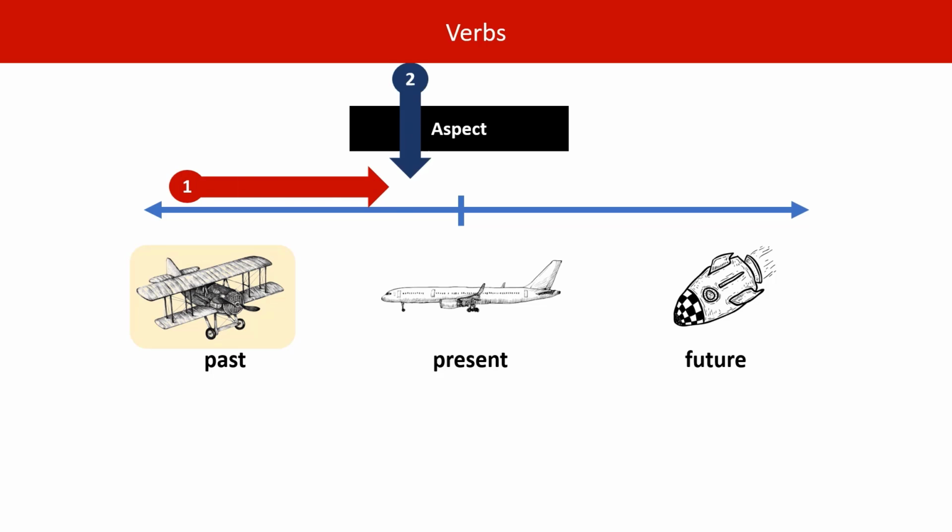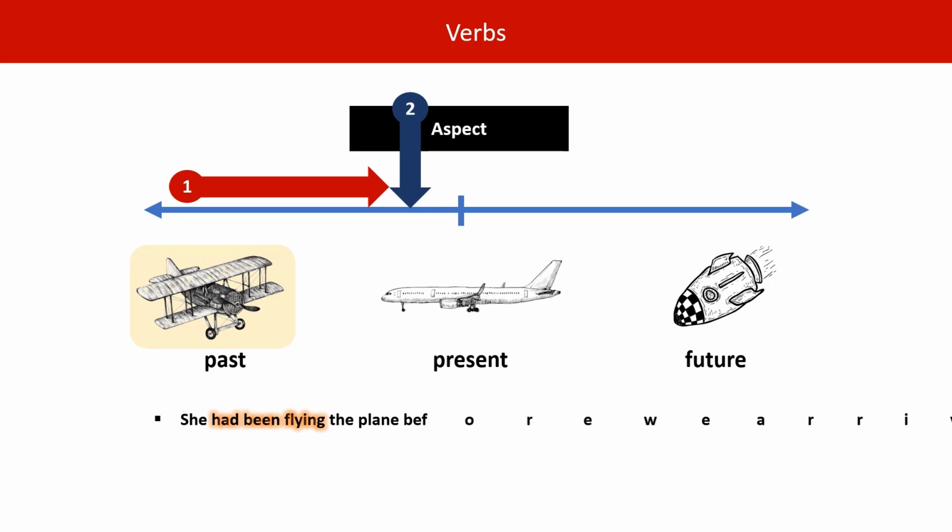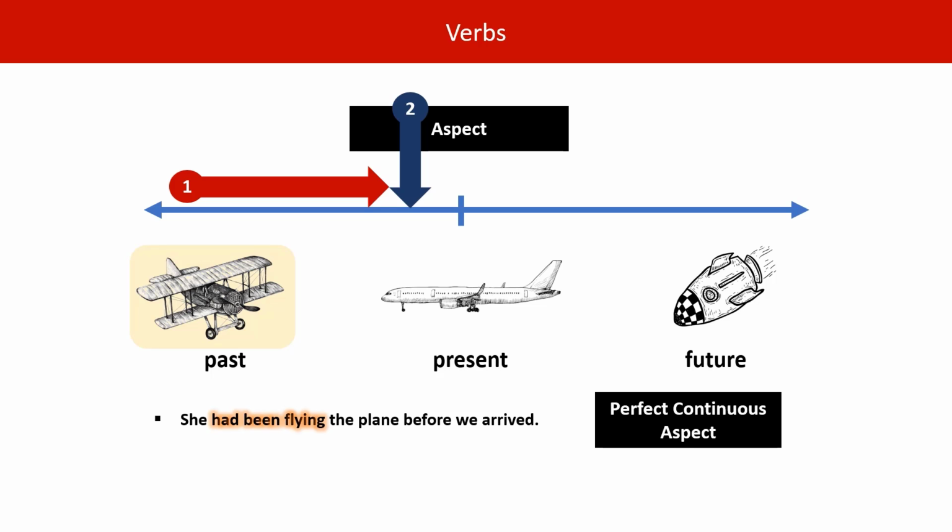Next, we have an ongoing activity that ended before another activity took place. She had been flying the plane before we arrived. This is an example of the perfect continuous aspect. So the verb is in the past perfect continuous tense. This is quite a rare tense.